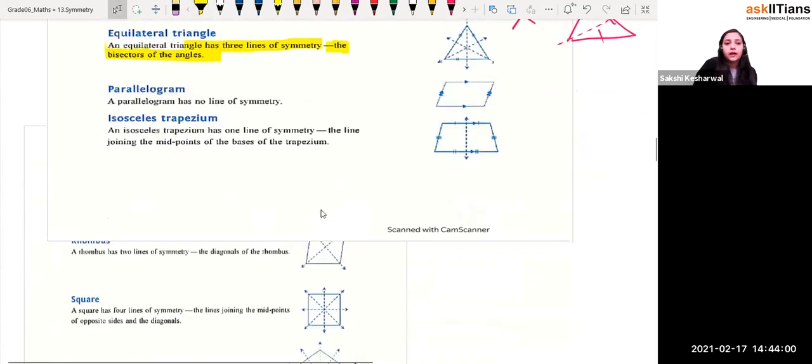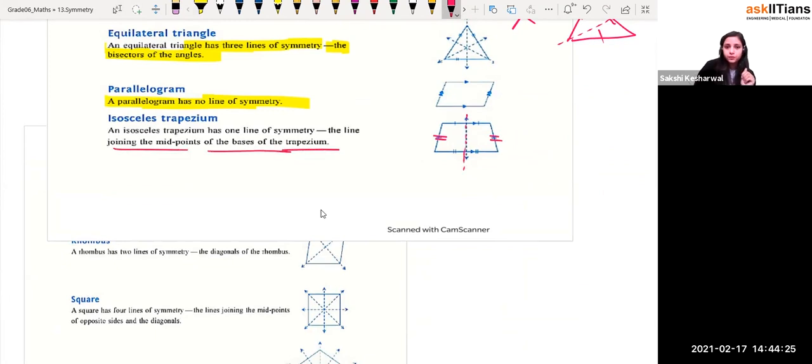Now let's talk about the parallelogram. A parallelogram has no lines of symmetry. What is a parallelogram? Opposite sides are equal and parallel, that's it, but it does not have a line of symmetry, right? What about a trapezium? As I have told you, a trapezium has no lines of symmetry. But if I talk about an isosceles trapezium, the non-parallel sides are equal. So can you divide it from here or not? It has only one line of symmetry, that is through the midpoint of the base of the trapezium, right?